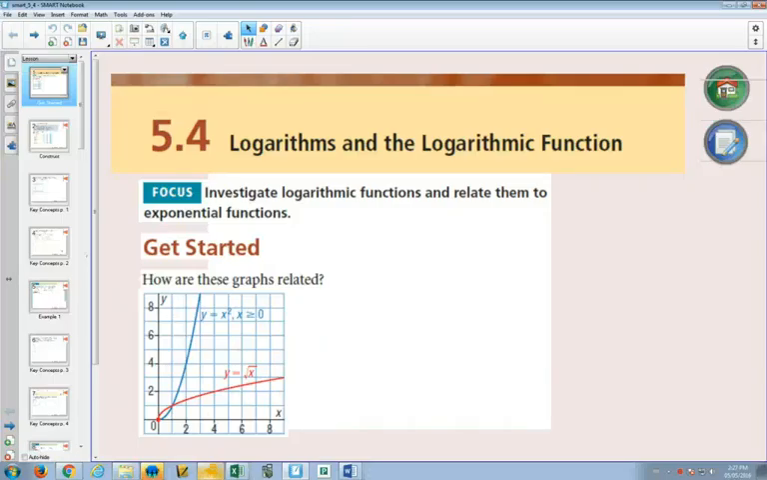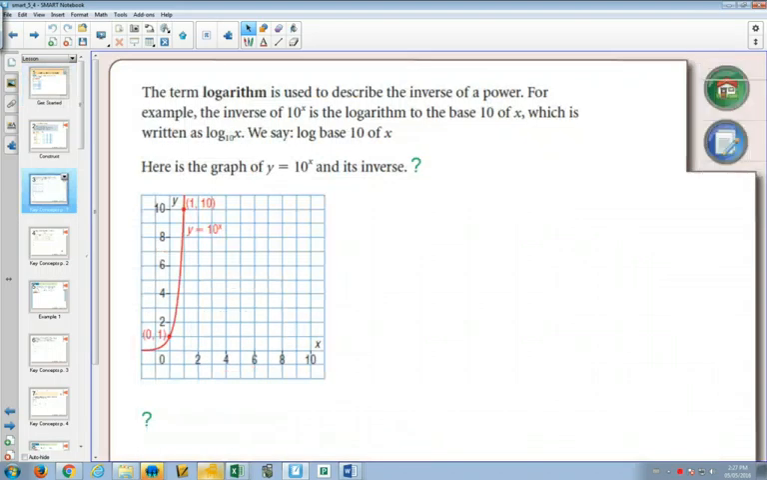Right, today we are learning about logarithms. This starts on page 375, but I'll get you to turn to page 376. And the reason we have a logarithm is because the logarithm is the inverse of a power.